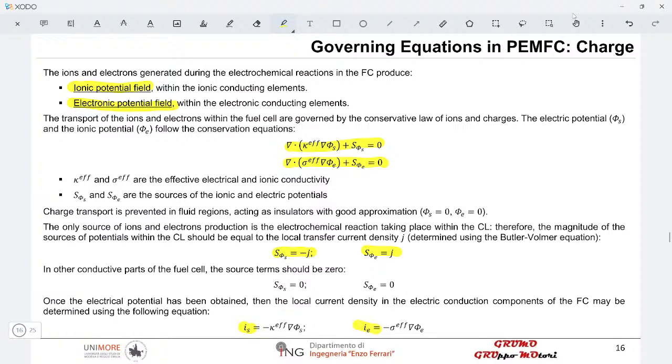Okay, again, the minus sign means that we are moving, I mean that the current is moving towards negative gradients of potential, both electronic and ionic. I mean, the dynamic of this charge transport is identical, okay? It's just based on a different potential. We will have different conductivity properties of the materials, but it's absolutely identical, okay?